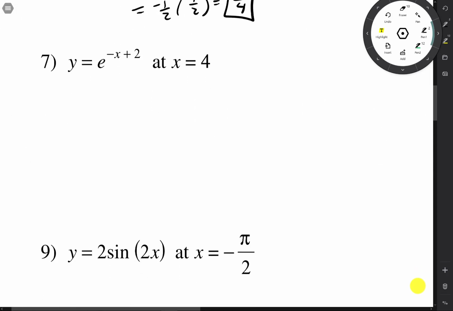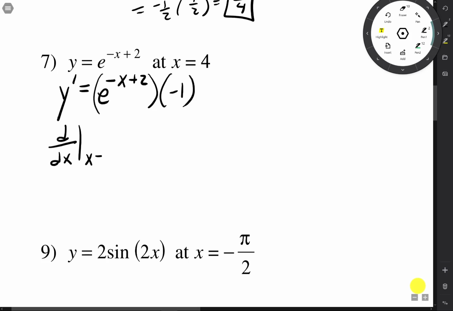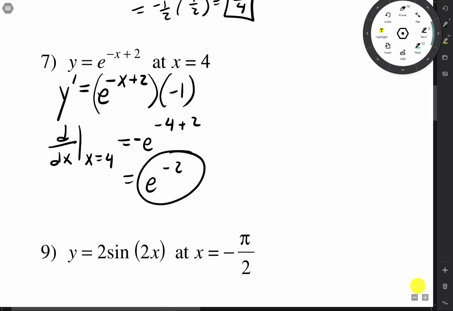So now more chain rule. The derivative of the outside function, e to anything, is just e to that, and we'll write it again, and then times the derivative of the inside, so times the derivative of the exponent, times negative 1. So your derivative when x is 4 is e to the negative 4 plus 2 times negative 1, which is e to the negative 2. We'll take that. It's 1 over e squared if that's how they have it on the bottom.